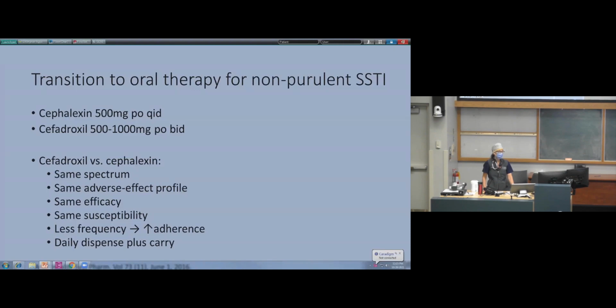And particularly if patients are getting something that's daily dispensed, like let's say methadone, we will often piggyback on the daily dispense. So on our prescriptions, we'll write daily dispense plus carry. And then when they come in to get their methadone, they can get their cefadroxil morning pill and the pharmacy will give them an evening pill to take home. And so in that way, it can help us to enhance adherence.